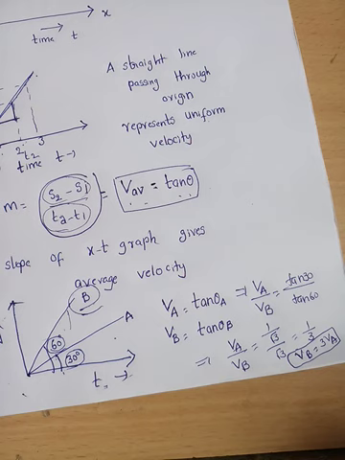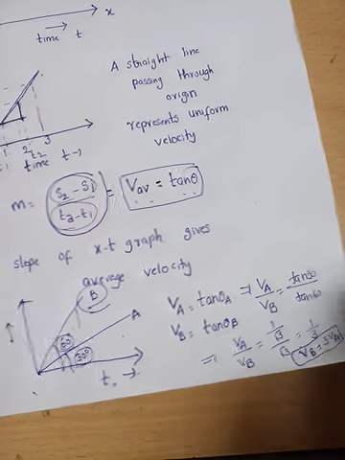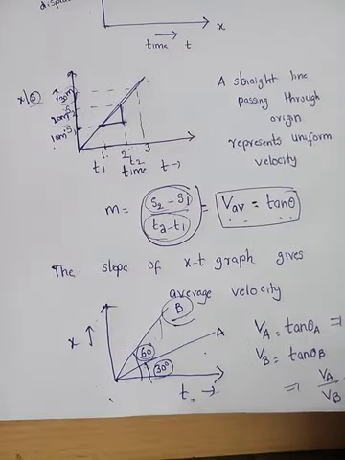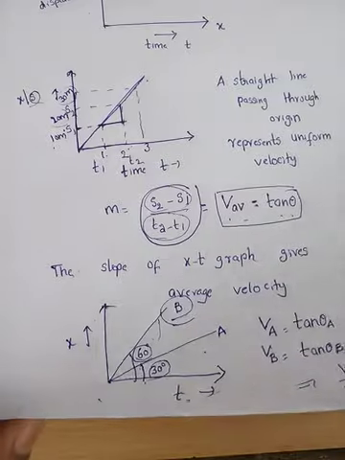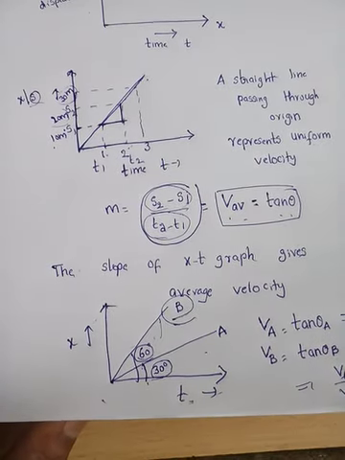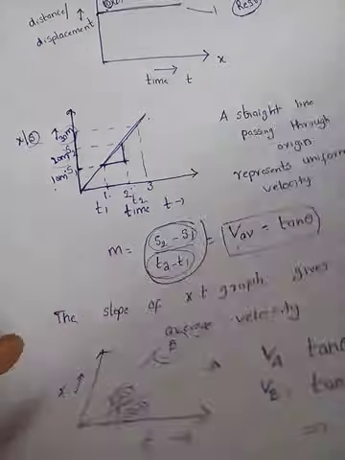So if you take the slope, it gives average velocity. If they have not given the coordinates of s2, s1 and t1, t2, then they will surely give the angle made by the line. So what is the formula for this? Tan theta. So the slope of the x-t graph gives what? Average velocity. Next.